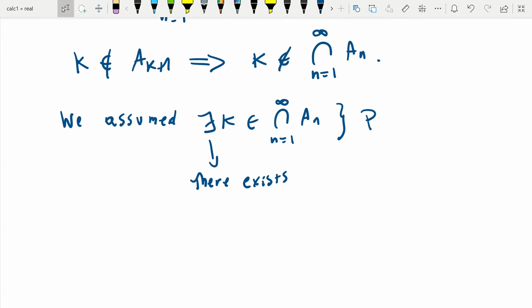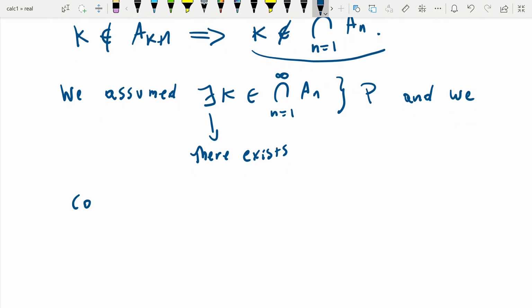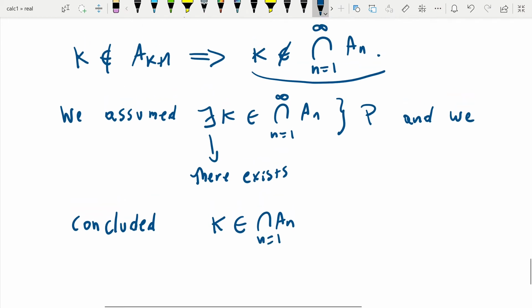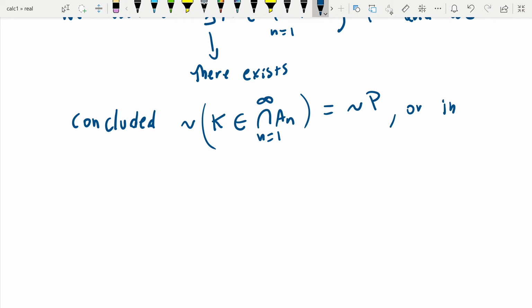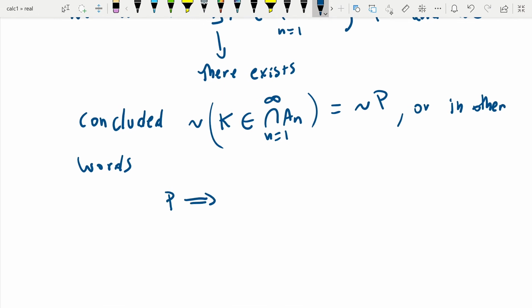Okay, and what was the conclusion? The conclusion is that k doesn't belong to the intersection of the a sub n's. So this is the negation of that, which is the negation of P. Or in other words, we assume P and we prove that the negation of P holds.